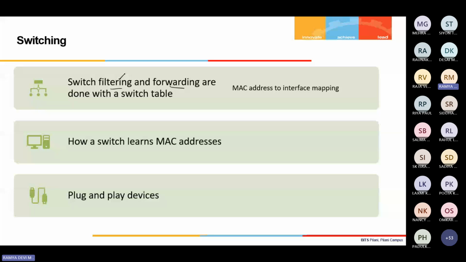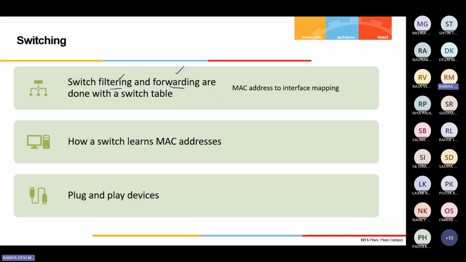So filtering is nothing but the switch checking if the destination MAC address is known. If not, the frame will either be broadcasted or dropped. Okay, so that is filtering. So what is forwarding? Forwarding is, if the address is known, the switch sends the frame only to the appropriate port number. So in order to reduce the traffic, forwarding is taken care of.